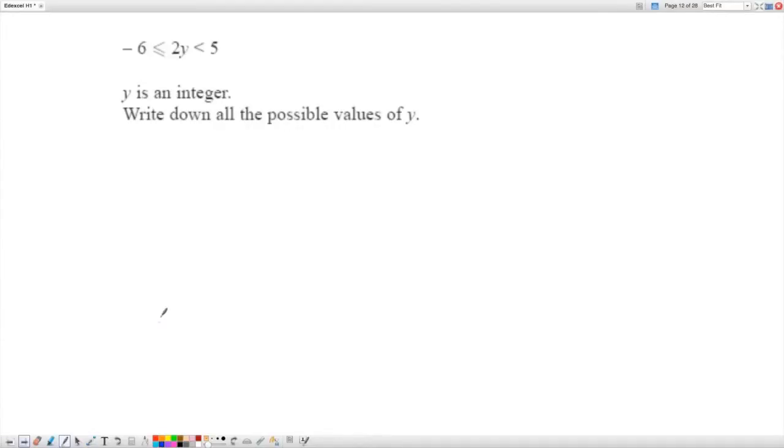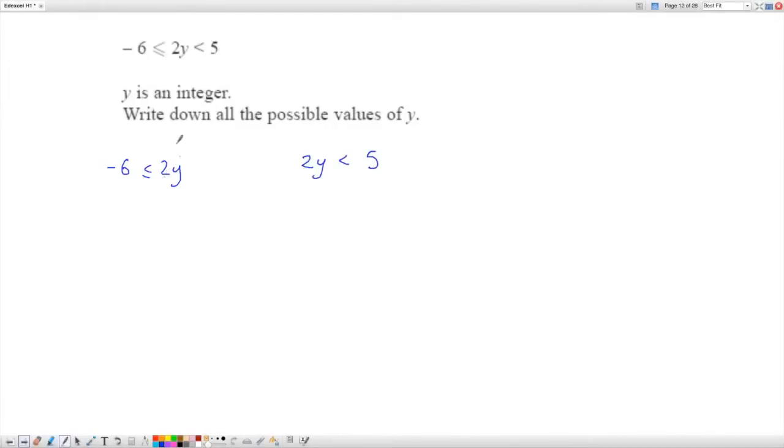Here we have an inequality. y is an integer, a whole number, not a decimal. Write down all the possible values for y. So the first part is to look at each side of the inequality. Minus 6, less than or equal to 2y. On the other side here, 2y less than 5.